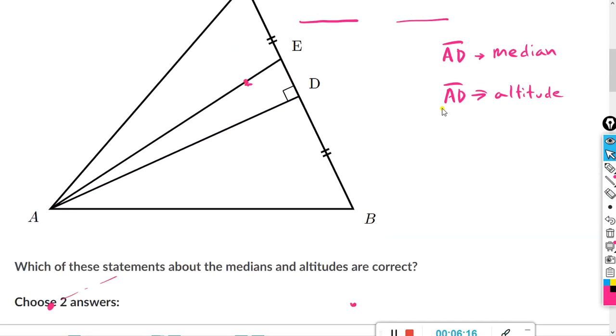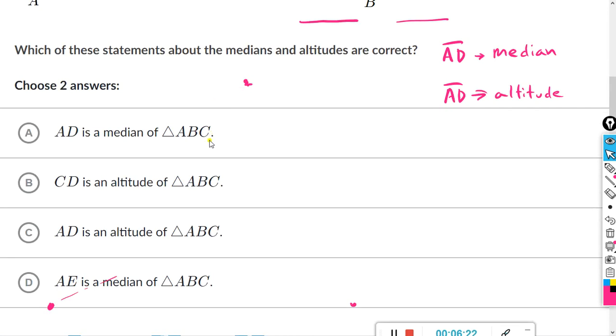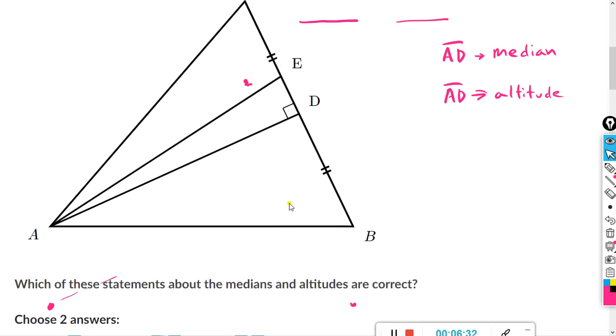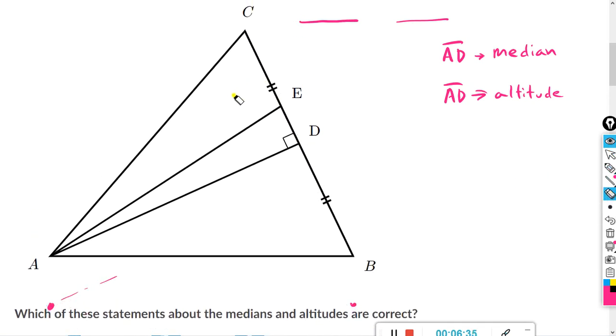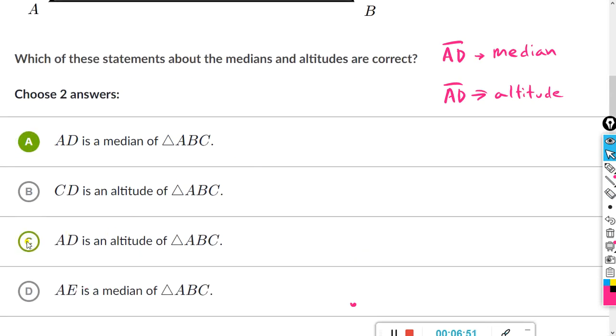I have a feeling that's going to be our two answers. Let's check the answers. These all reference triangle ABC, all of the answers. ABC is the big triangle, the whole thing. I just wanted to make sure of that first. AD is a median. We did say that. And we also said AD is an altitude. So that's it. They said choose two answers.